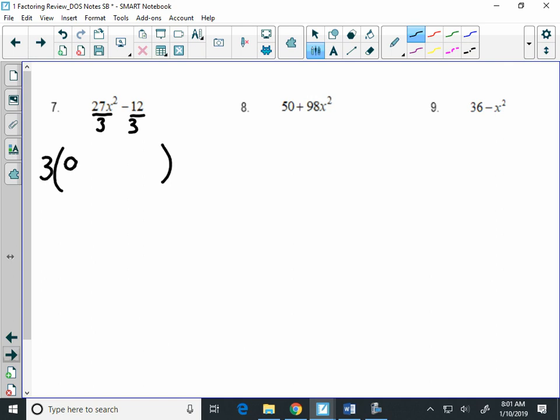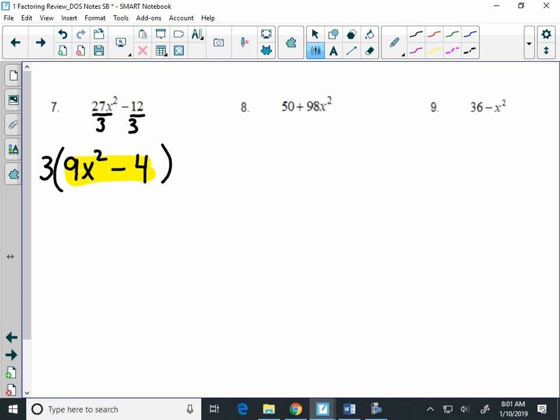27 divided by 3 is 9. Bring down the x squared. Minus 4 here. Now, every time I pull out a GCF, I have to determine if I can factor any more. So I look at the 9x squared minus 4. It does turn out that you can factor this again.